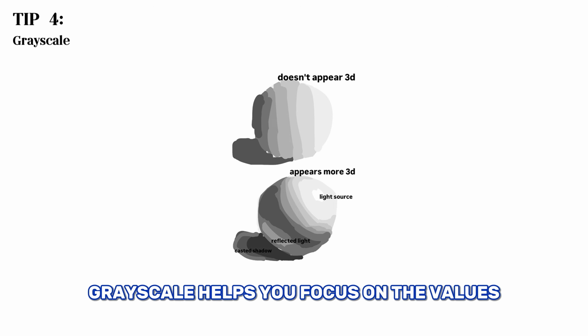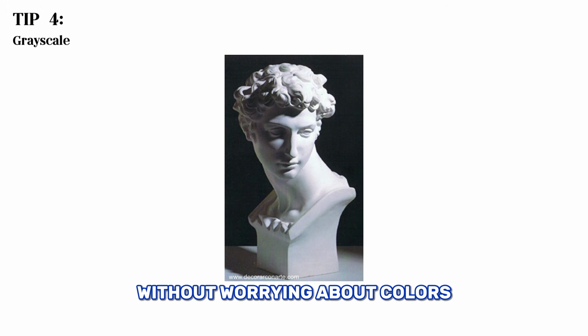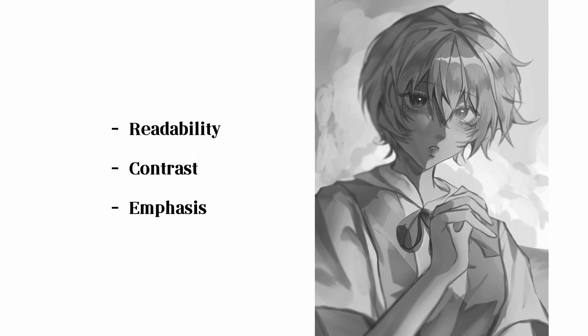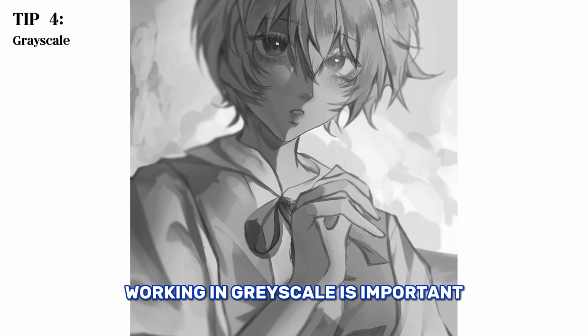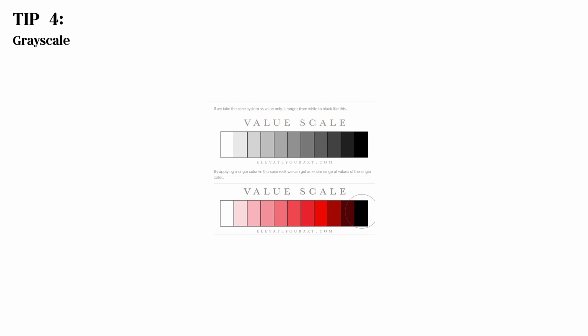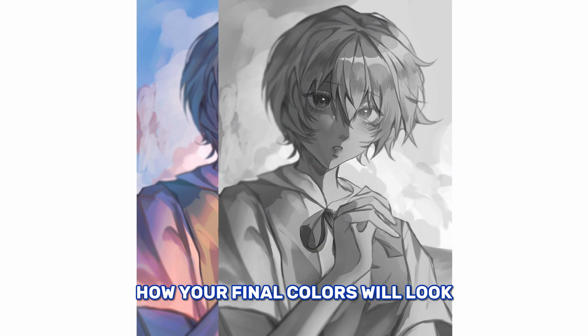4. Practicing in grayscale first. Grayscale helps you focus on the values, how light or dark something is, without worrying about colors. Once your grayscale lighting looks readable and believable, adding colors later on makes it much easier. Working in grayscale is important because it allows you to focus on the contrast in your art. Sorting out this balance of black and white first ensures that your final colors will look intentional and balanced.